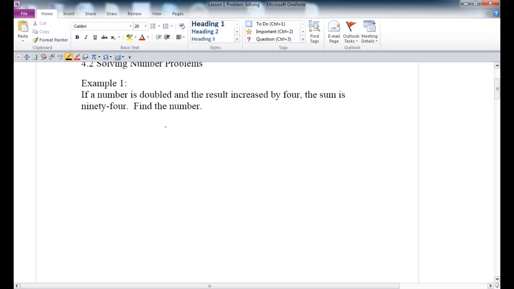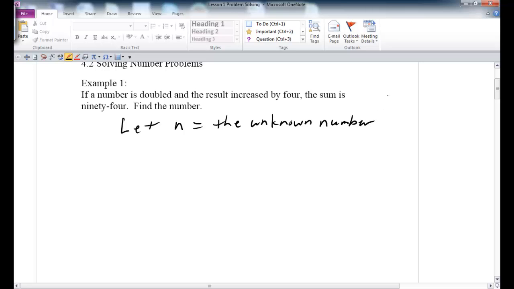I'd encourage you to use the form you learned in about grade 7, where you set up the question by starting with a statement that defines your unknown number. In this case, it's a single number. So I'm going to say, let N equal, do a little space here, so let N equal the unknown number. That'll help us later when we're solving things.